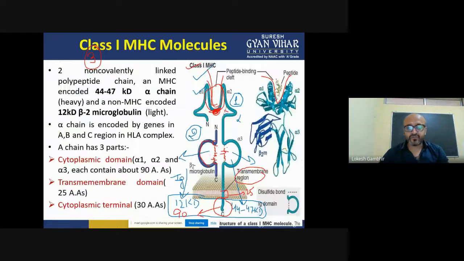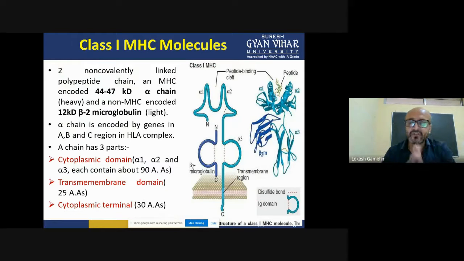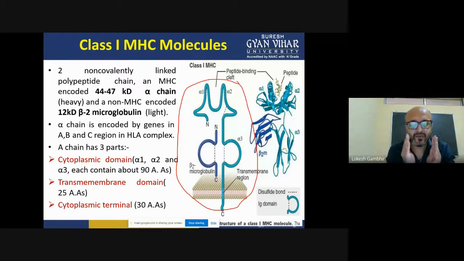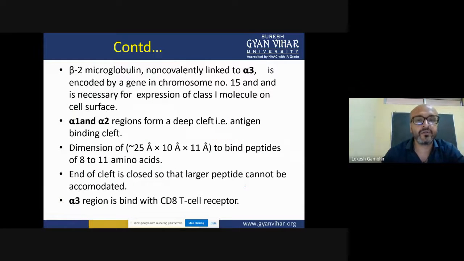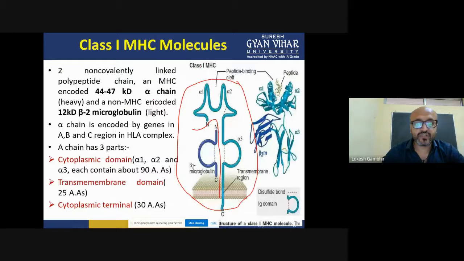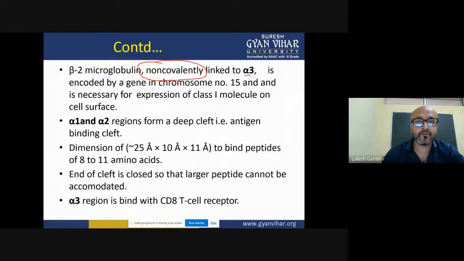Then another important question, if you see this particular image, let me erase the complete representations here. If you see this, now the question comes, if this is a complex, how is it structurally stable? We know that peptides can diffuse, but there is no covalent attachment between these 2 chains. Then how are they in the immediate vicinity to form a complex? What is the interaction that is holding this particular MHC molecule? Those interactions are non-covalent interactions. Always remember that the beta 2 chain is attached non-covalently with the alpha 3 region of the MHC class 1 molecule.